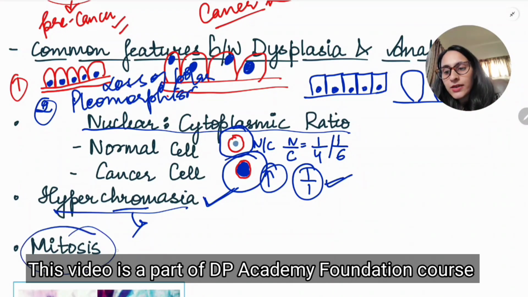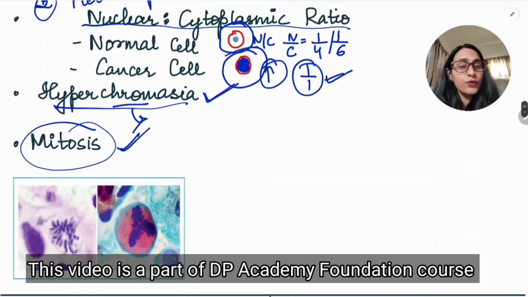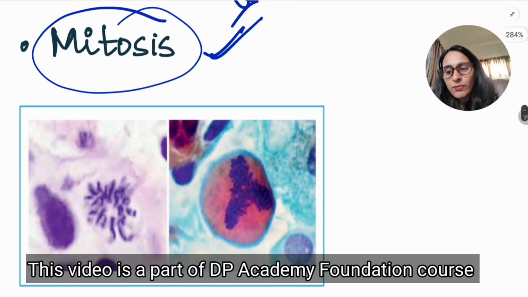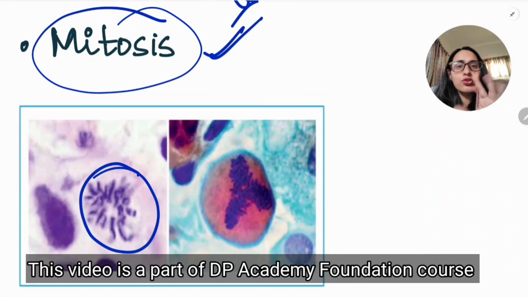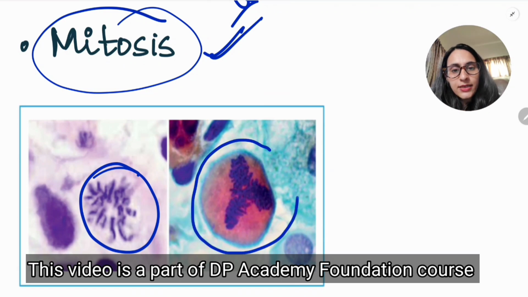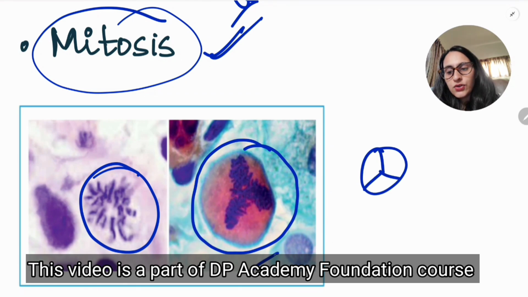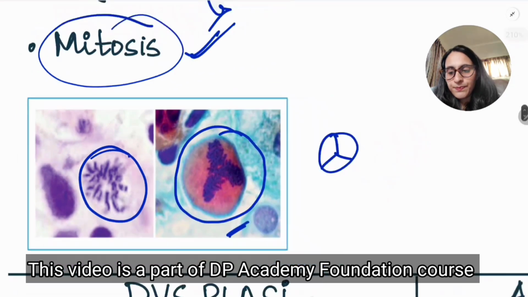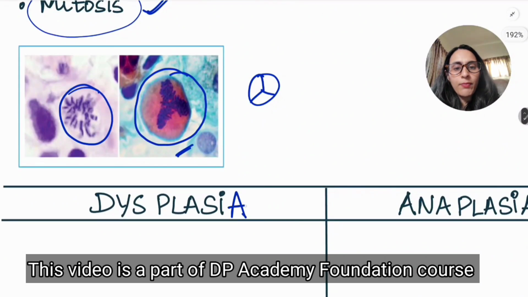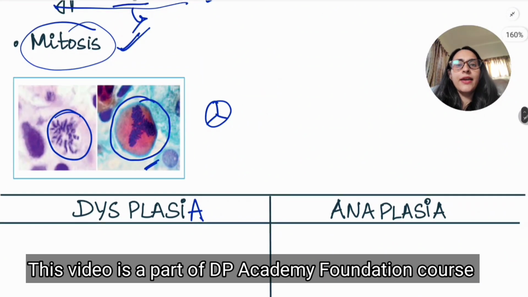Mitosis. Mitosis signifies the division of the cells. So if you see these cancerous cells, they are going to show mitosis. So there is a sunburst appearance. It is showing that the cell is dividing. That is sunburst appearance or sunburst mitosis. Here also you can see the nucleus is dividing and you can see the Mercedes-Benz sign, right? So that again signifies mitosis. So we have studied the common features between dysplasia and anaplasia.